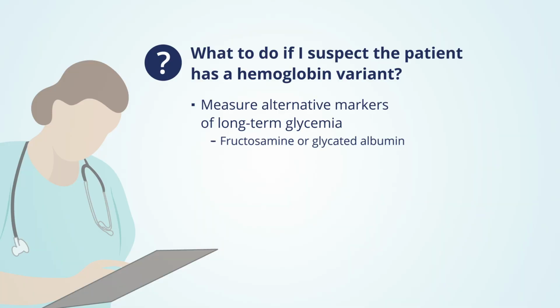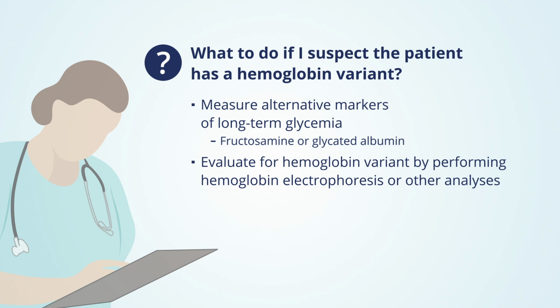In addition, one should evaluate for the possible presence of a hemoglobin variant by performing hemoglobin electrophoresis or other analyses that would identify a hemoglobin variant in the individual. Most subjects with common heterozygous hemoglobin variants, such as sickle cell trait, are not aware that they have the condition at all.